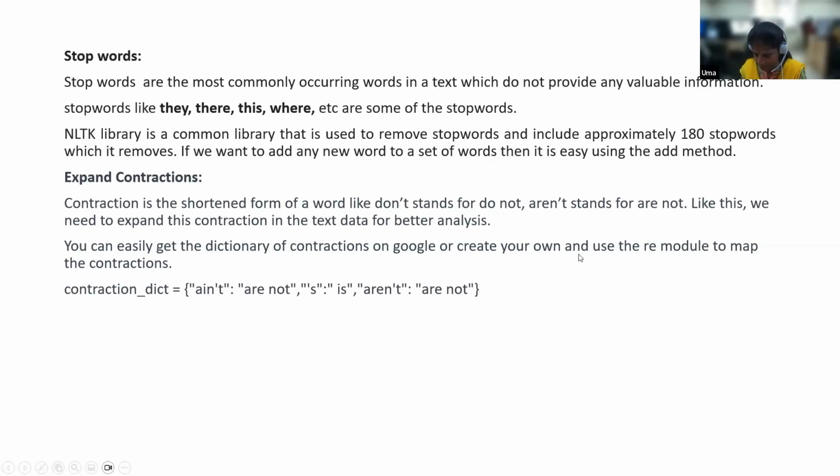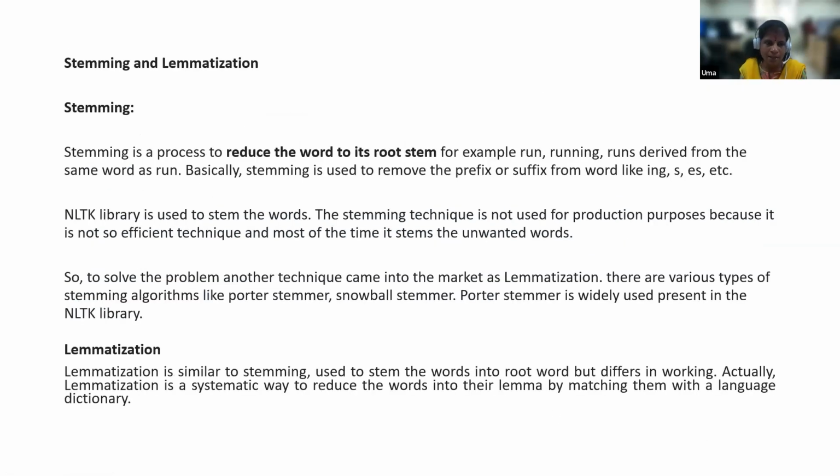And then the next would be stemming and lemmatization. We could know it's a process. Stemming is a process to reduce the word to its root stem. For example, if you take run, running, runs, we could see the base word is run here. So this is called the stem of the word. So basically stemming is used to remove the prefix or suffix from the word, like ing, s, es. We could say a lot of prefix and suffix stuff here. So the NLTK library is mainly used to stem the words.